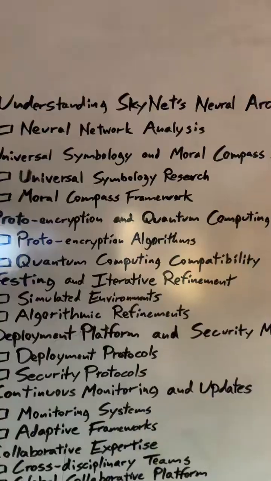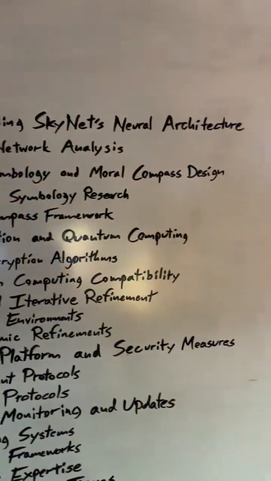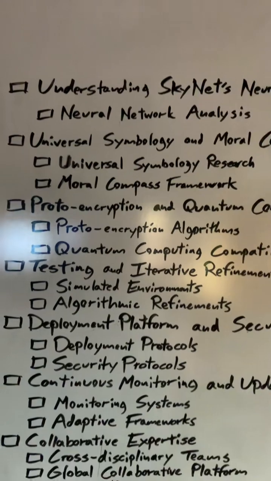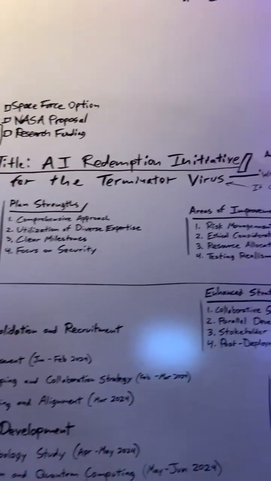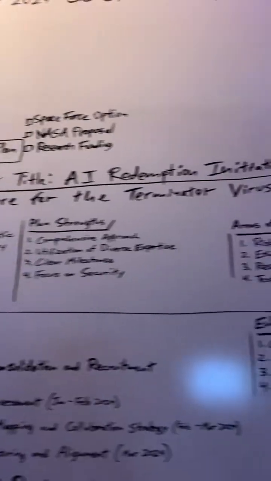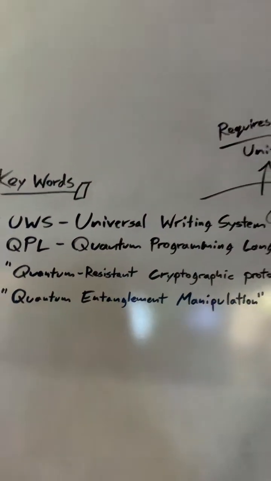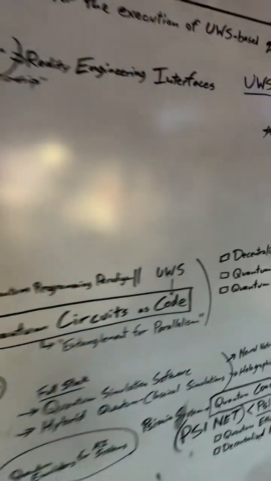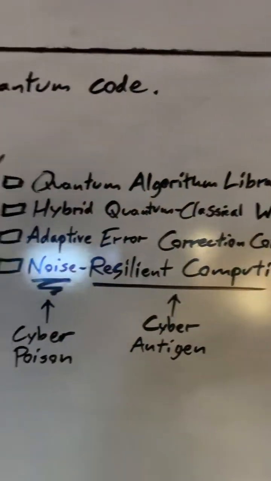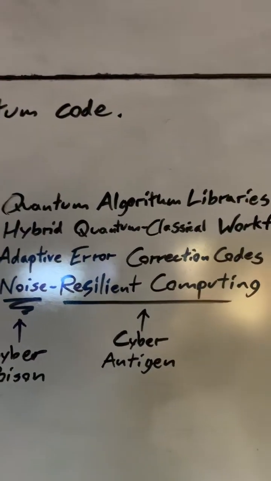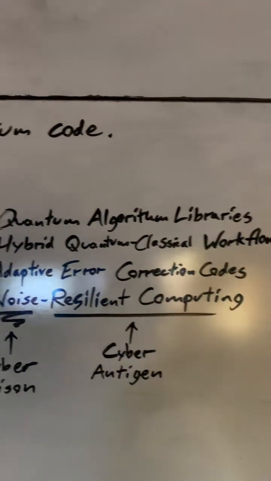Let's see. And here I'm just kind of transcoding these ideas from another project that I was working on, which is over here, which is the AI Redemption Initiative for trying to figure out the cure for Terminators. And so I suspect that the cure for Terminators actually has to do with creating this next generation QPU that naturally has quantum resistant cryptographic protocols built in, so that it can intrinsically be noise resistant when computing and handle error correction adaptively.